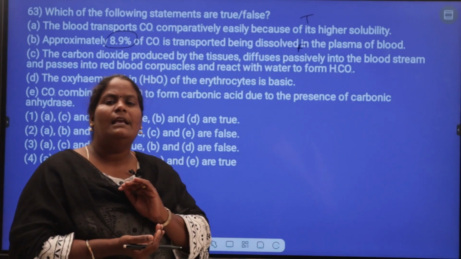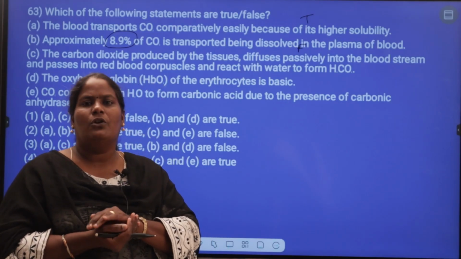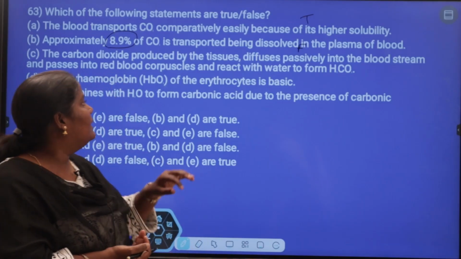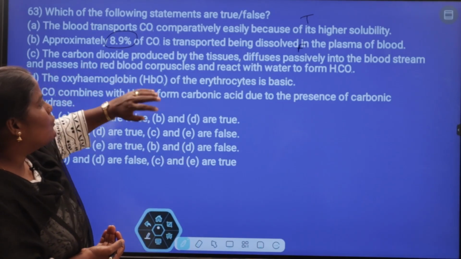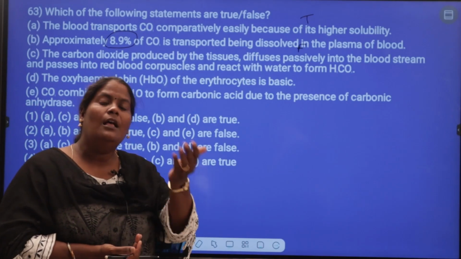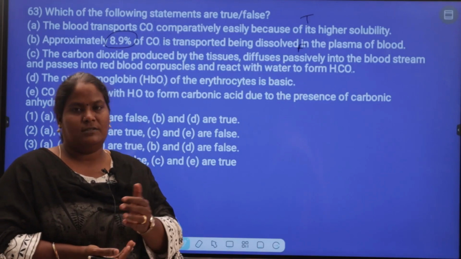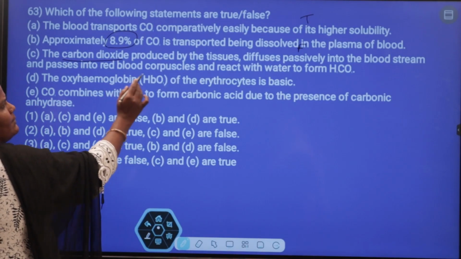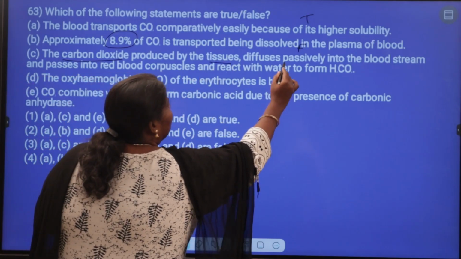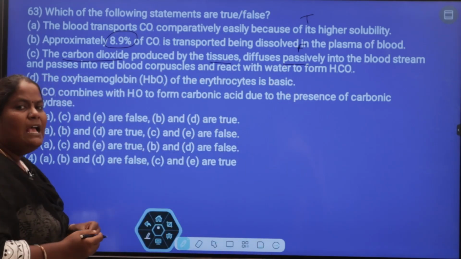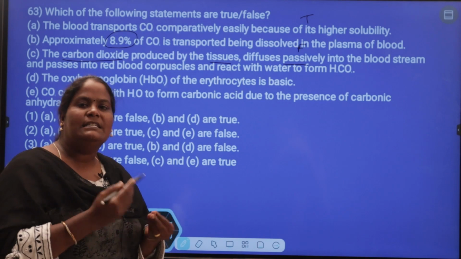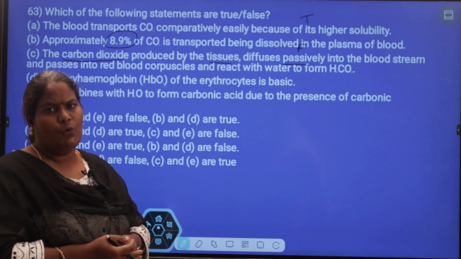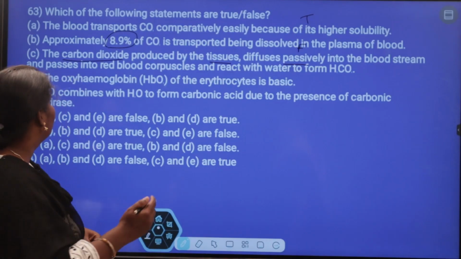Inside the RBC, hemoglobin along with the water molecule is involved in the formation of oxyhemoglobin, and simultaneously it is involved in forming carbaminohemoglobin while CO2 is transported. The carbon dioxide produced in the tissues diffuses passively into the bloodstream and reacts with the hemoglobin present inside the RBC to form carbaminohemoglobin. So the statement is true.